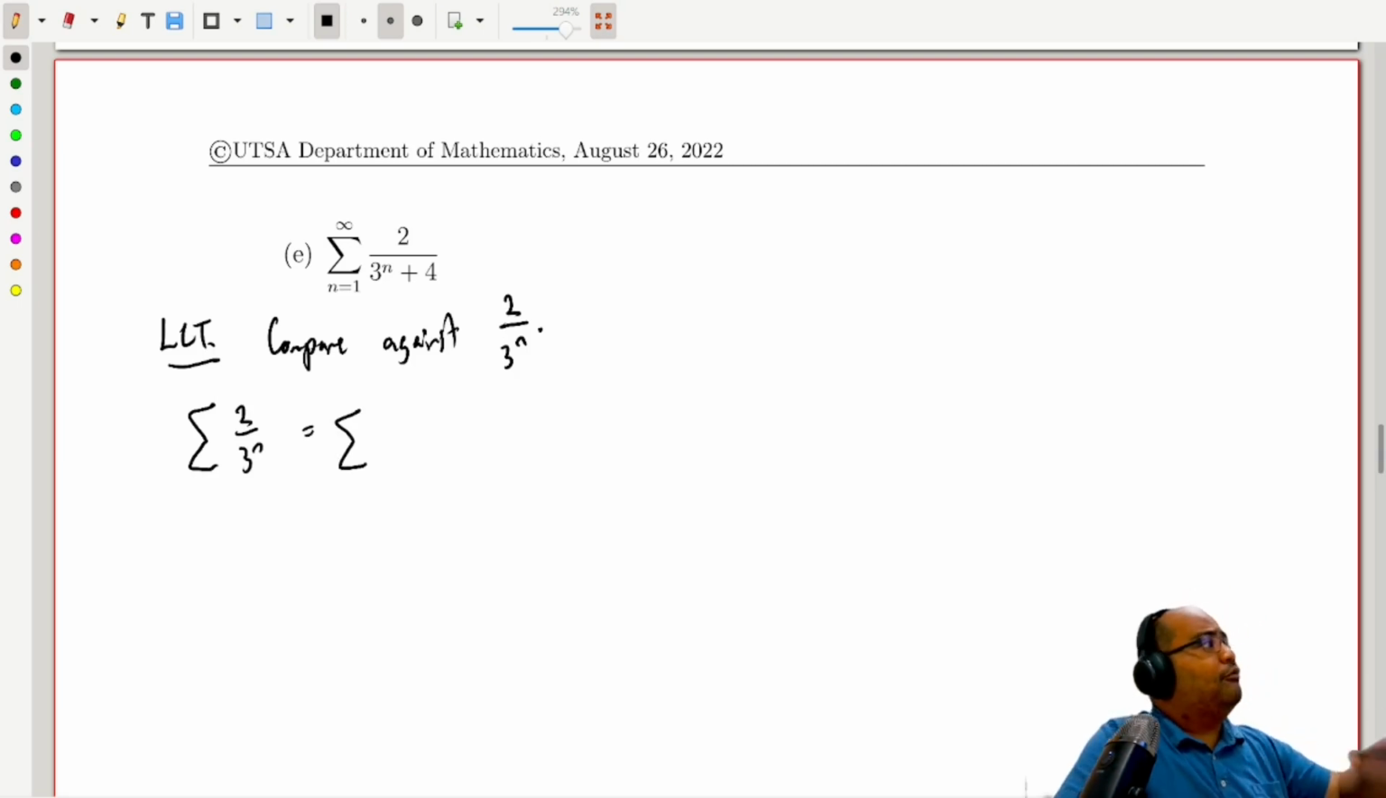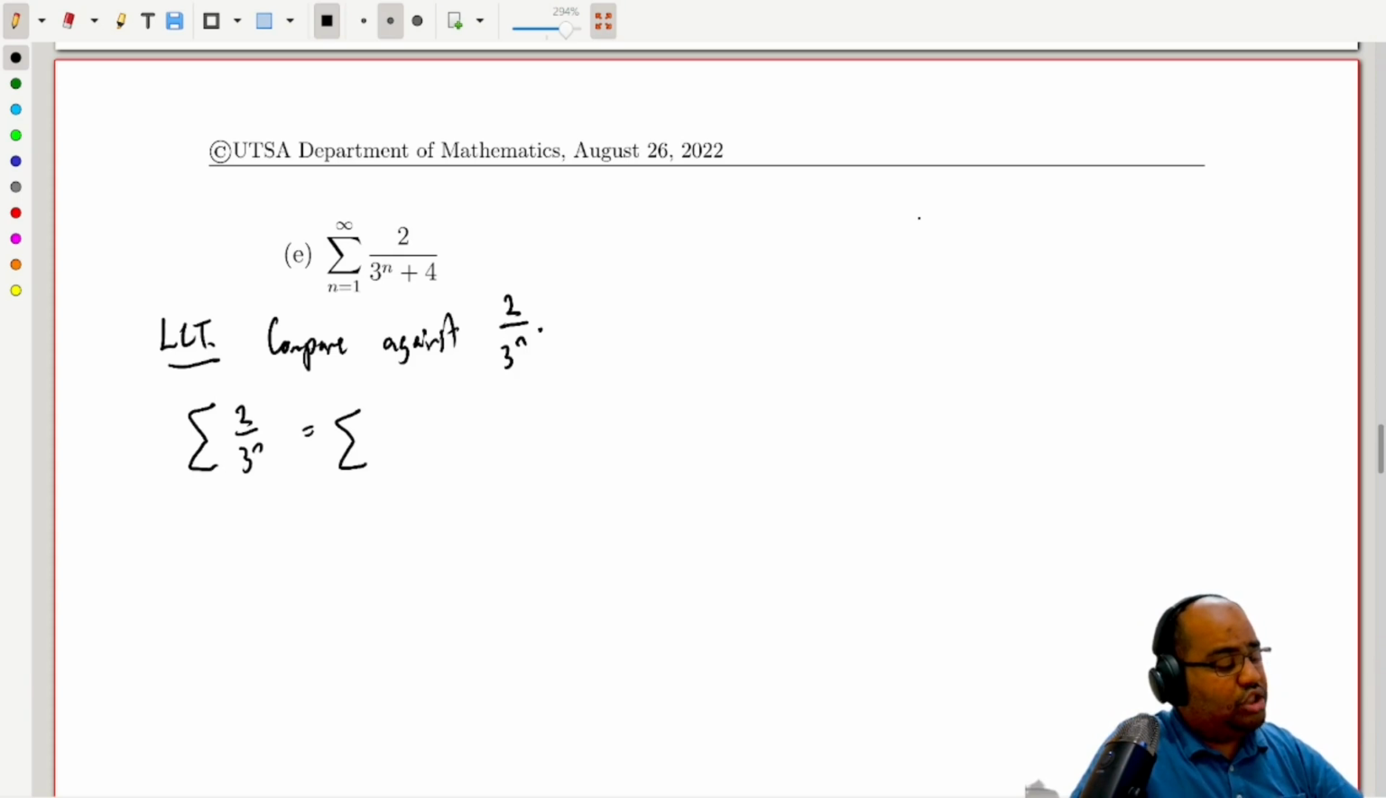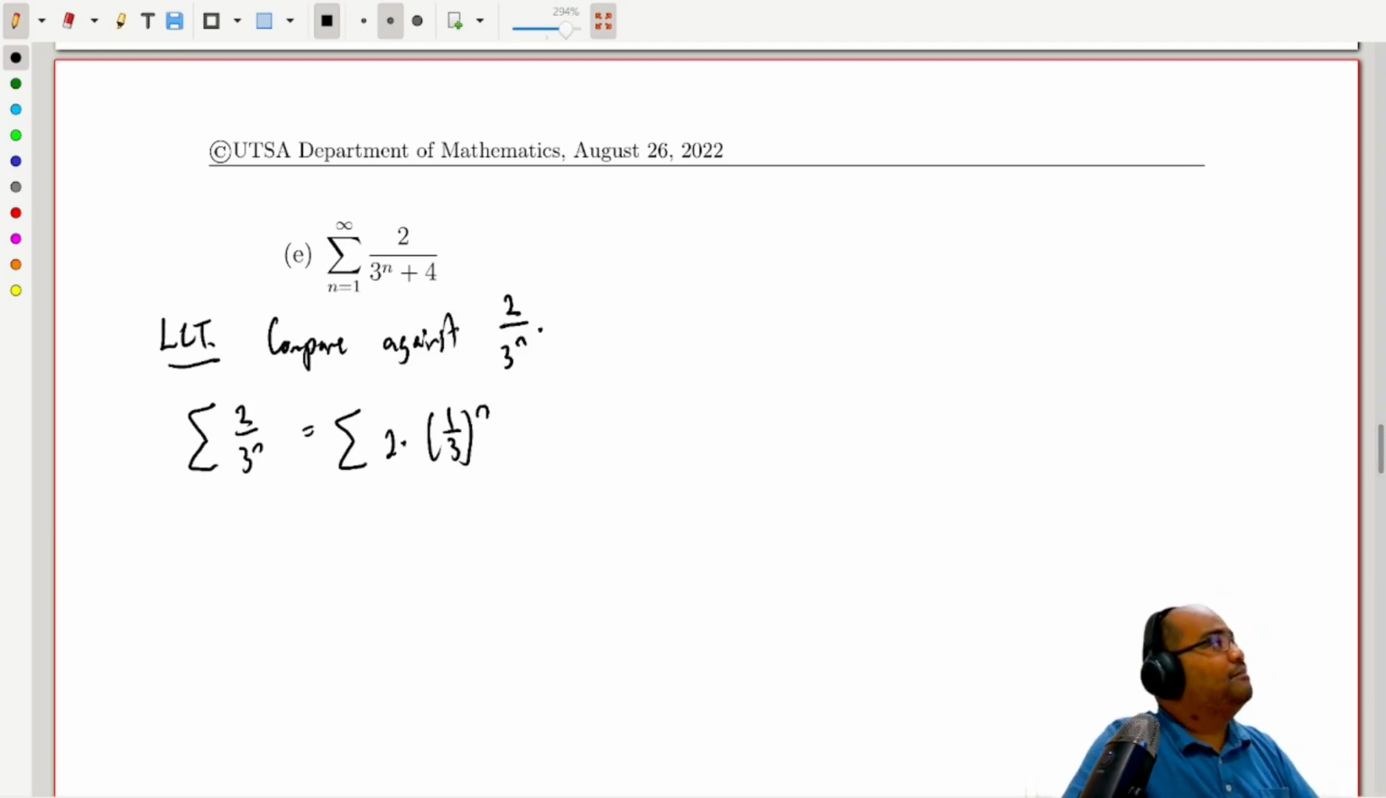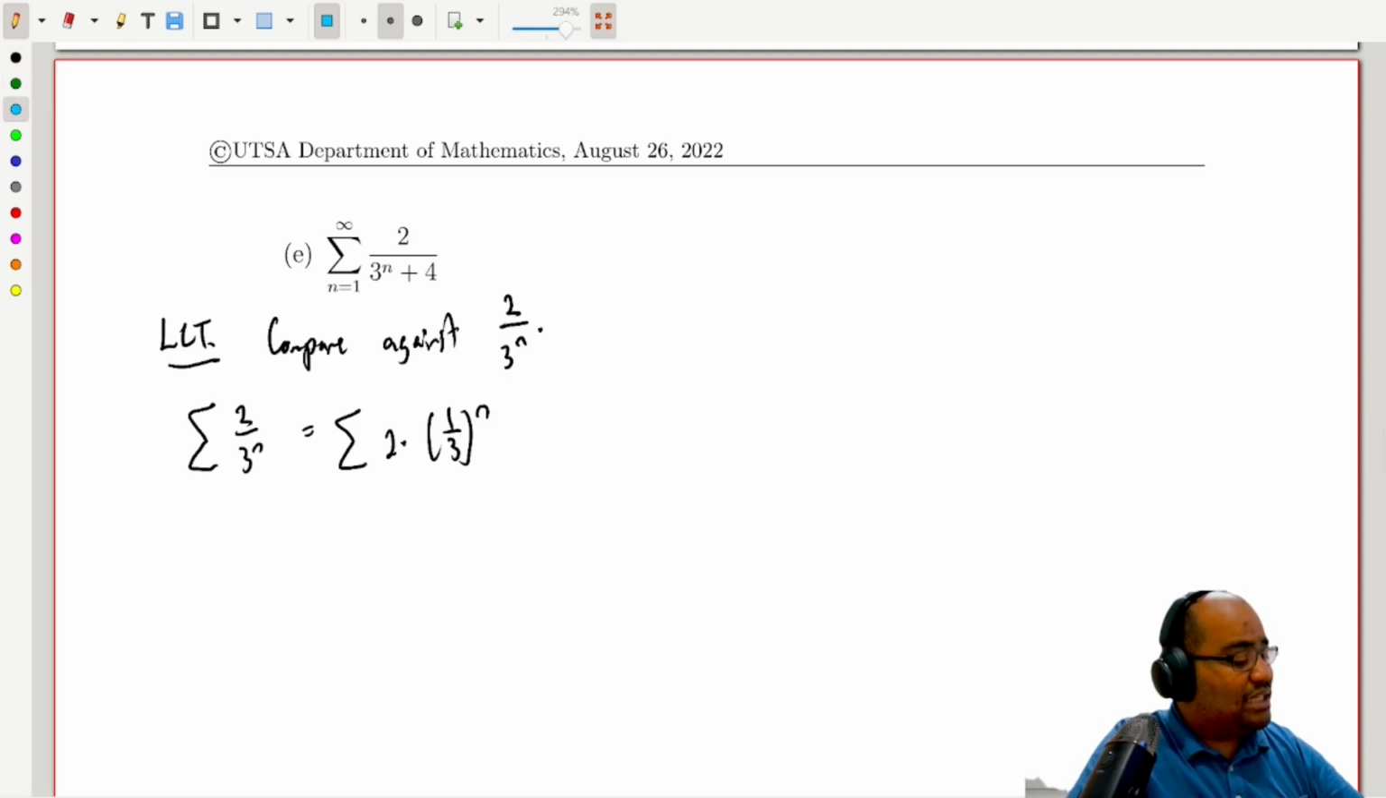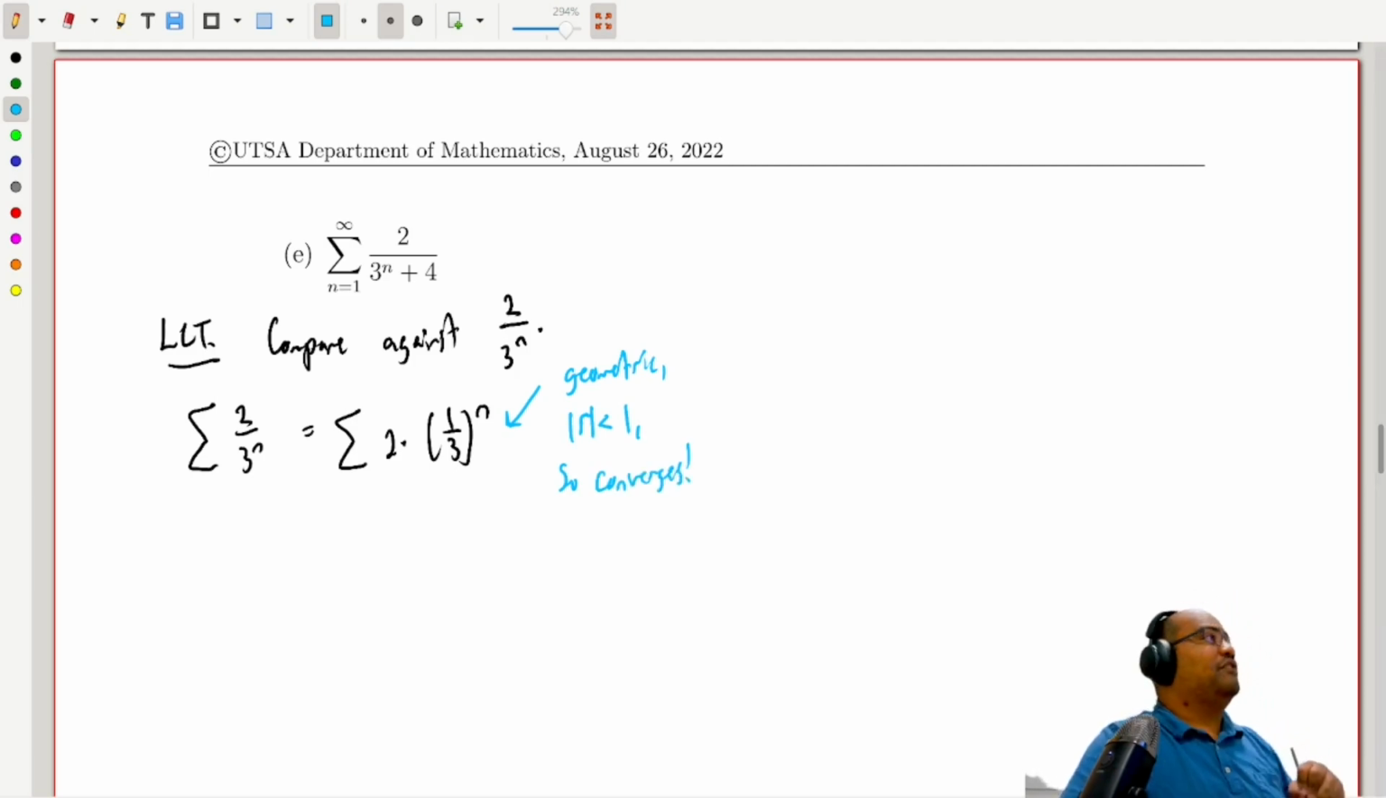Okay, understanding that, of course, I'm summing from 1 to infinity. 2 over 3 to the n I can write as 2 times 1/3 to the nth power. Now remember, this is a geometric series. We have an exponential thing here. That's geometric, and the common ratio r has absolute value less than 1. So this thing converges. We actually have a formula for that.